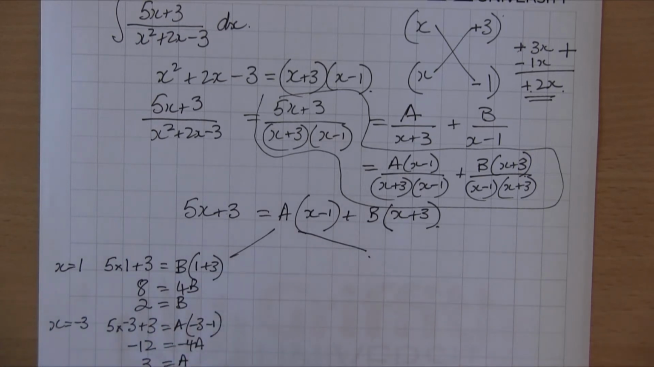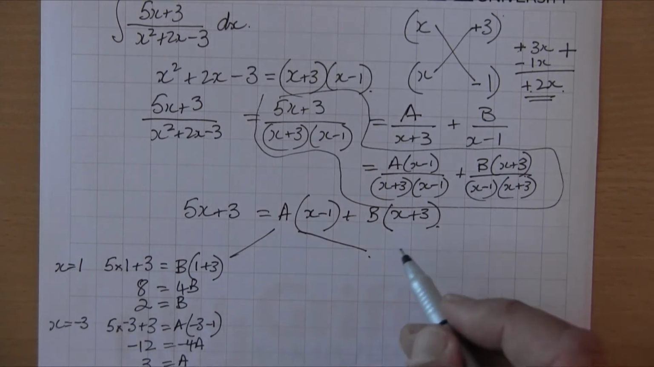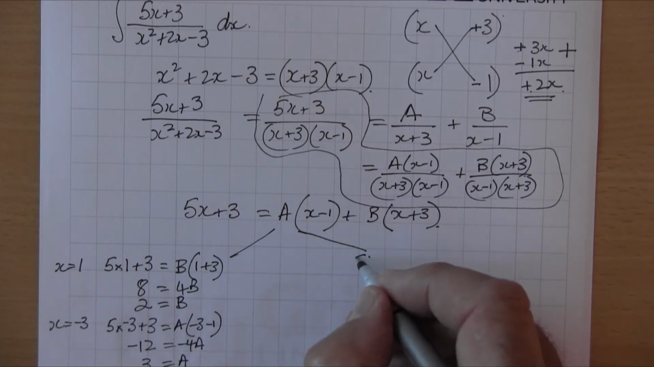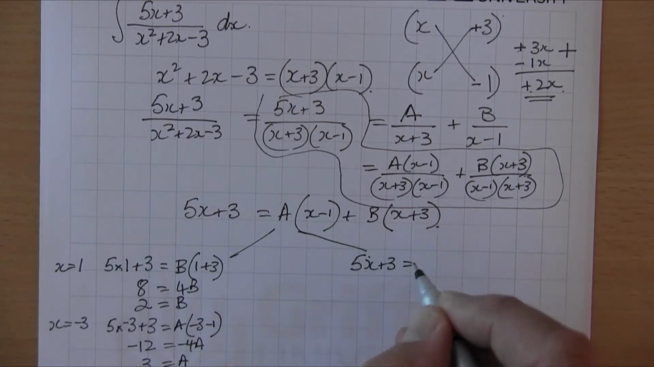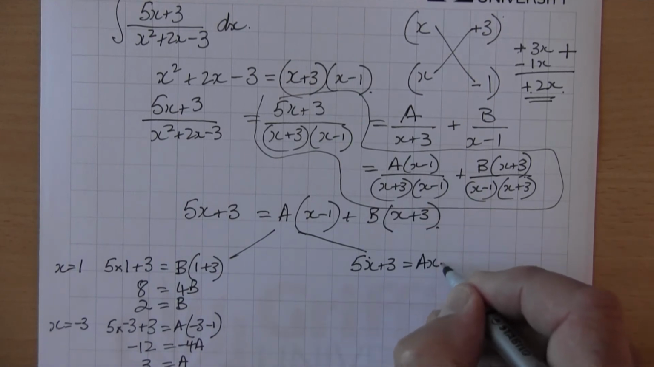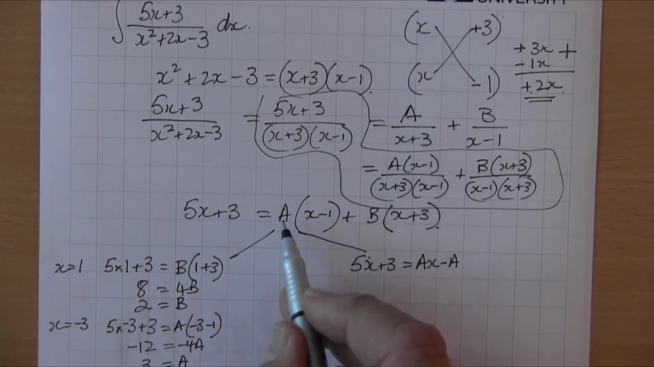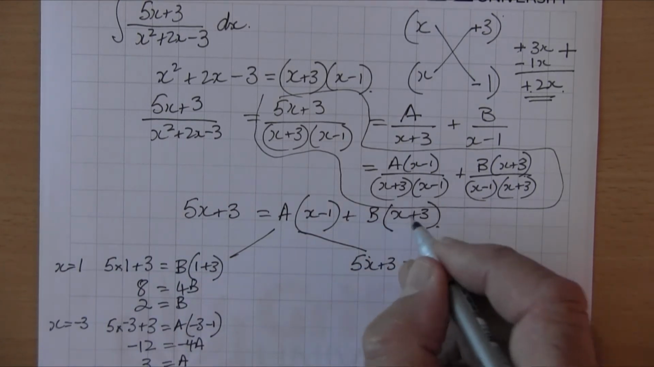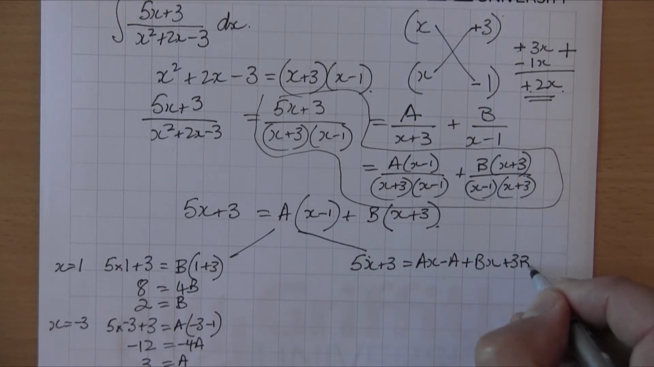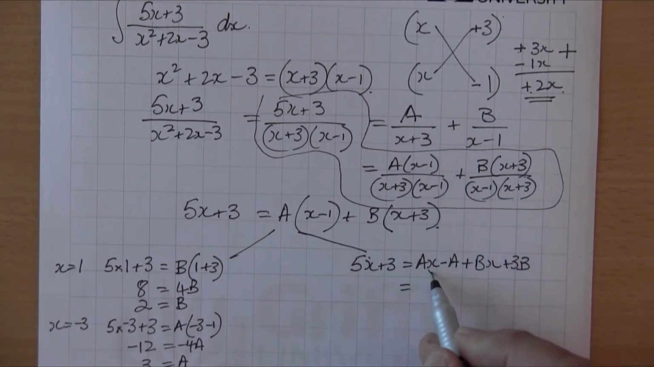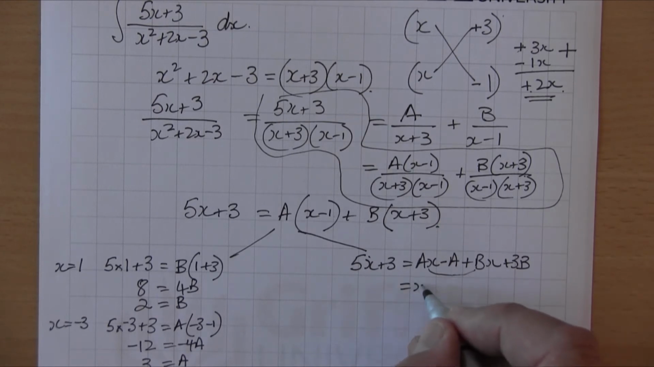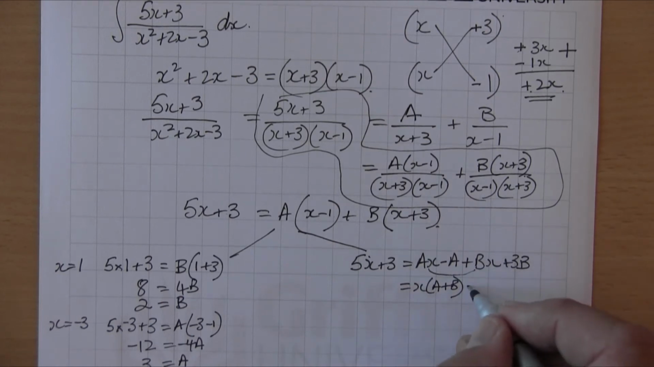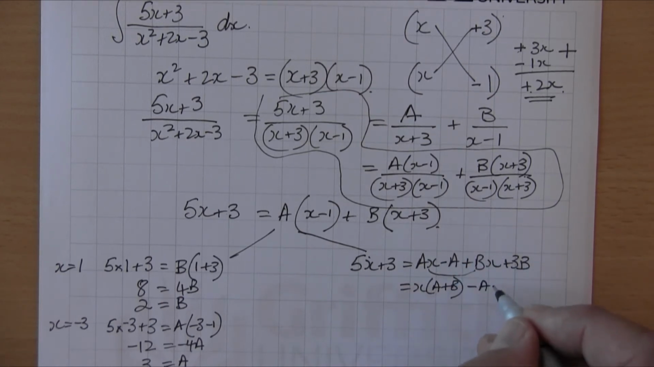So that is one approach you could do. You wouldn't use both, but I'll just show you the other way now. If we multiply out, we've got 5x plus 3 is equal to ax minus a, so just multiply out using the distributive law, plus bx plus 3b. Now get the terms containing x together. So we've got x outside of a plus b, and then we've got minus a plus 3b.